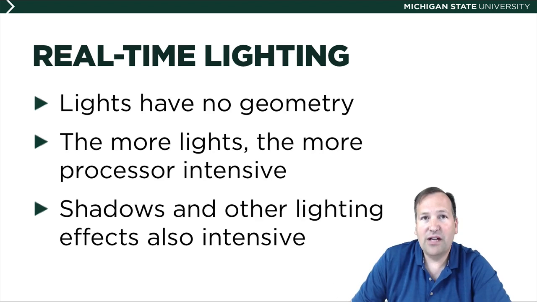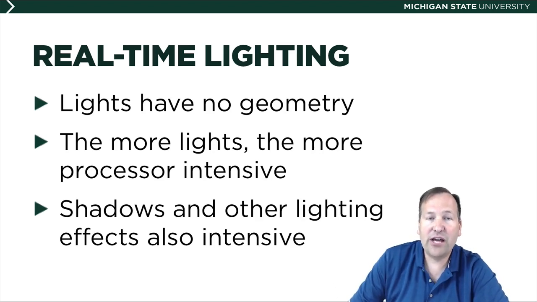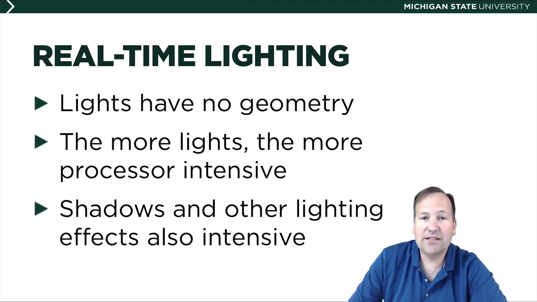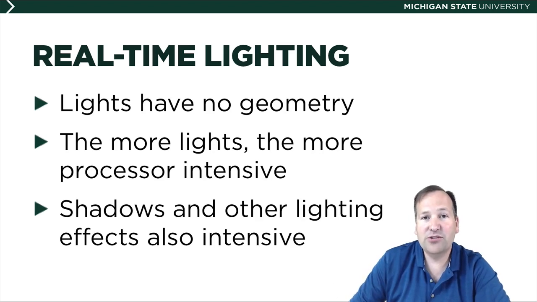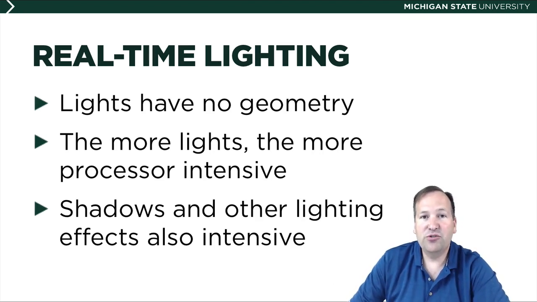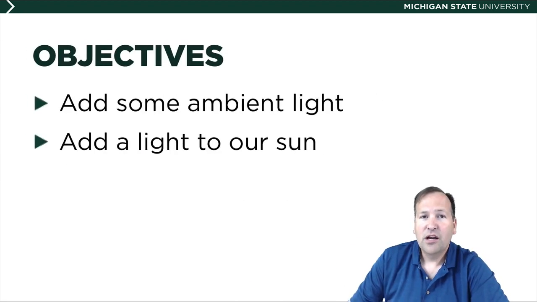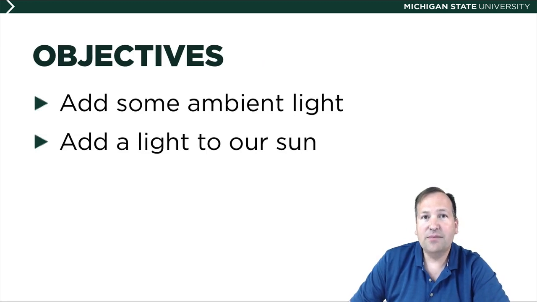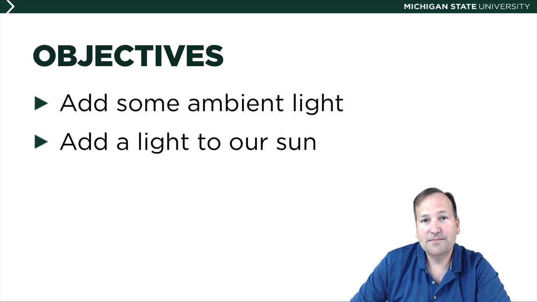With lights, there are also a lot of special effects that we can do. We can create shadows. We can create other sorts of visual effects. These are also processor intensive, so we also need to be judicious in how we use these special effects. Our objective in this video will be to add some ambient lights to our solar system to increase the light everywhere, and then add a light within the sun so it looks like it's emitting light out toward the planets.